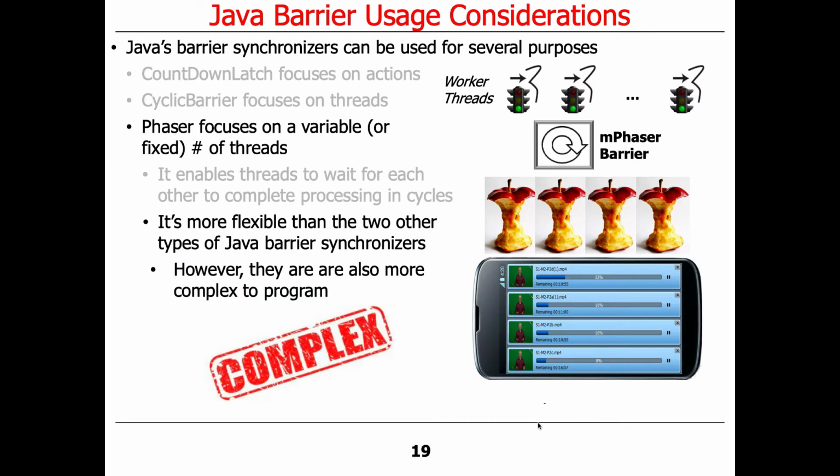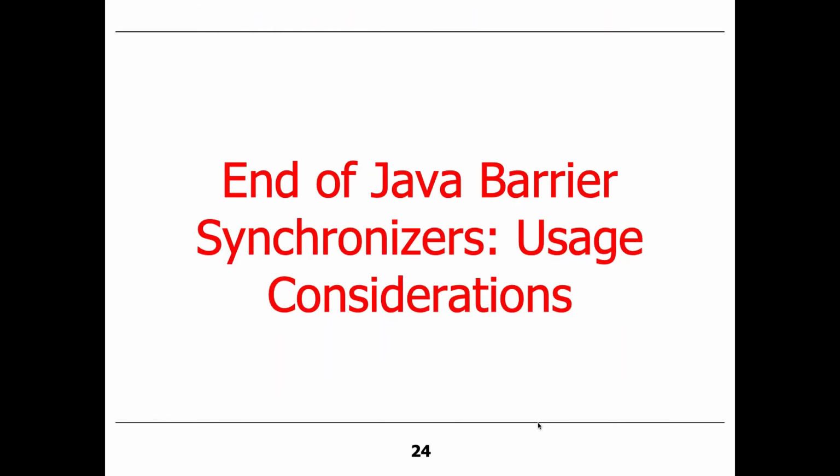Phasers are more flexible, but also more complicated to program. If you go back and watch that video from last time, you'll get a feeling for why it's more complicated, because you have to keep track of registering parties, and there's a bunch of different ways of arriving and awaiting and all this kind of good stuff. So that's basically the long and the short of it.